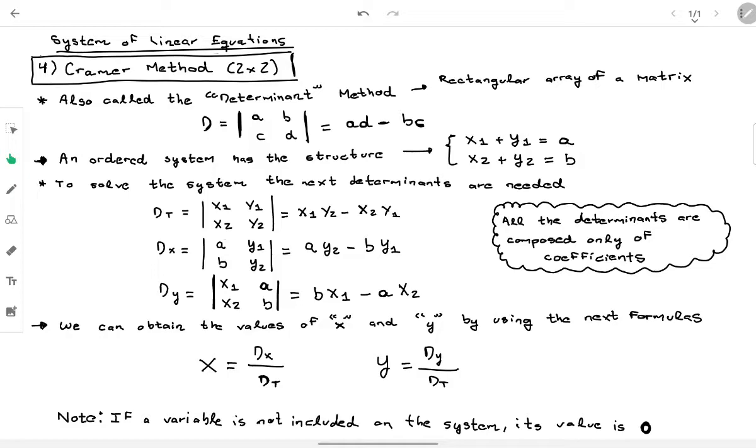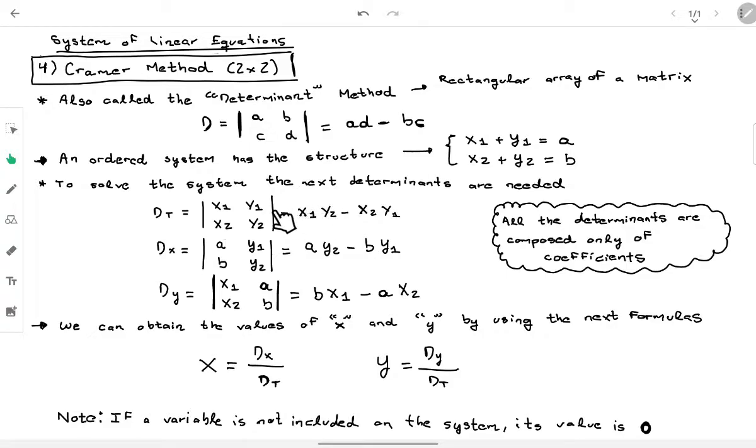Remember, we need to have an ordered system. The ordered system is composed by x, then y, then the value. So we will have two equations: x1, y1, and a value; x2, y2 equals another value. In order to solve the system, we will use the next determinants. We will use the whole or total determinant that will be composed by the coefficients. All the determinants are composed only by coefficients. Which coefficients? In the case of the total determinant, it will be the coefficients of x1, y1, x2, and y2.